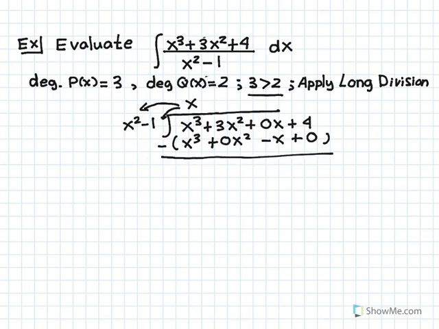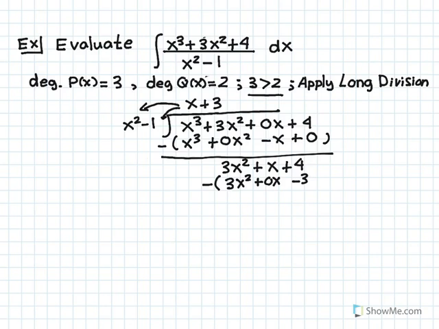x cubed minus x cubed is 0. 3x squared minus 0x squared is 3x squared. 0x minus x is plus x. 4 minus 0 is 4. Now 3x squared goes into x squared. How many times? That's 3 times. We get 3 times x squared. That's 3x squared. 3 times minus 1. That's minus 3. And we'll put a filler here, 0x.